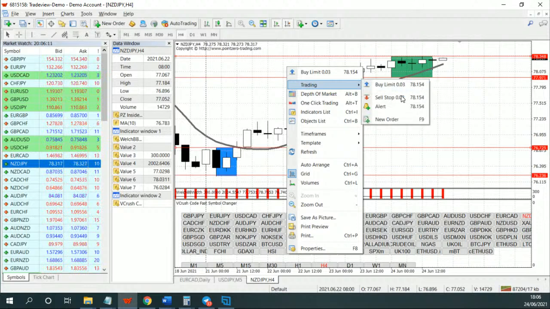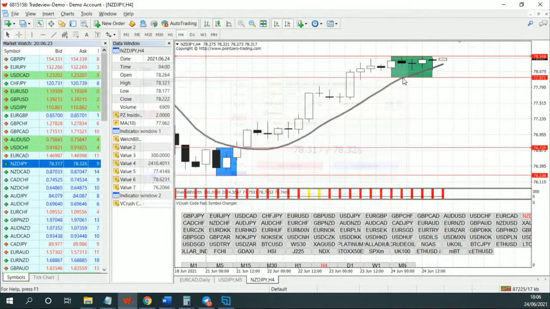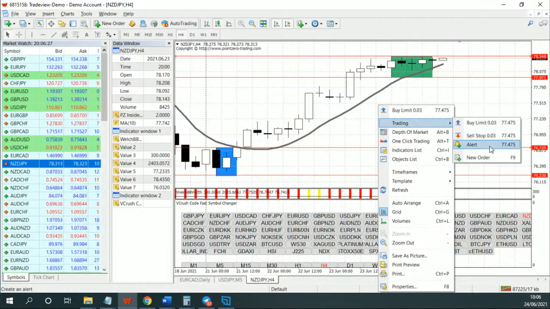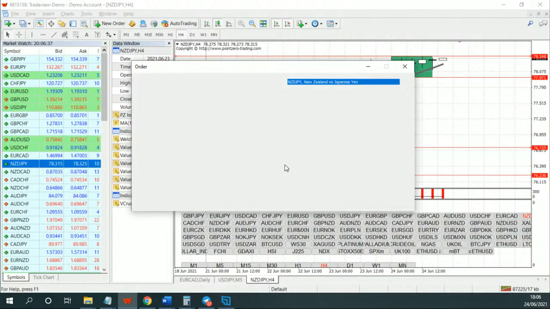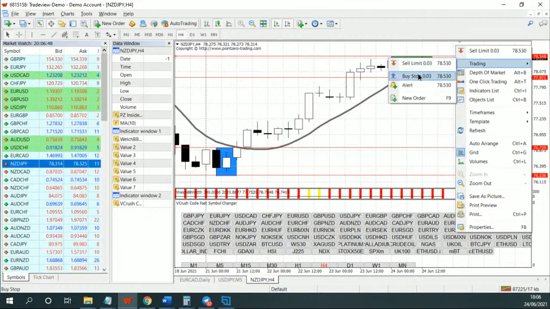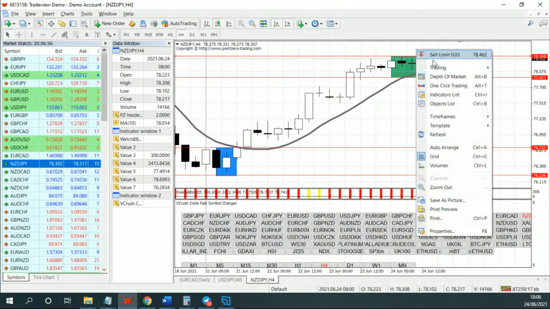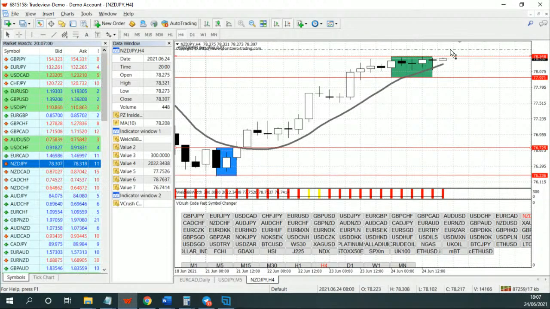You say new order. Actually, you don't even need to do that. What you need to do is just say trading, buy limit. Oh, okay, so let's do buy stop. Or if you go above the price here, you can say sell limit or buy stop. It's up to you. Hang on, let's try again. So you say buy stop over there. What you want to do is put that buy stop just above that line there, just a little bit above that line.